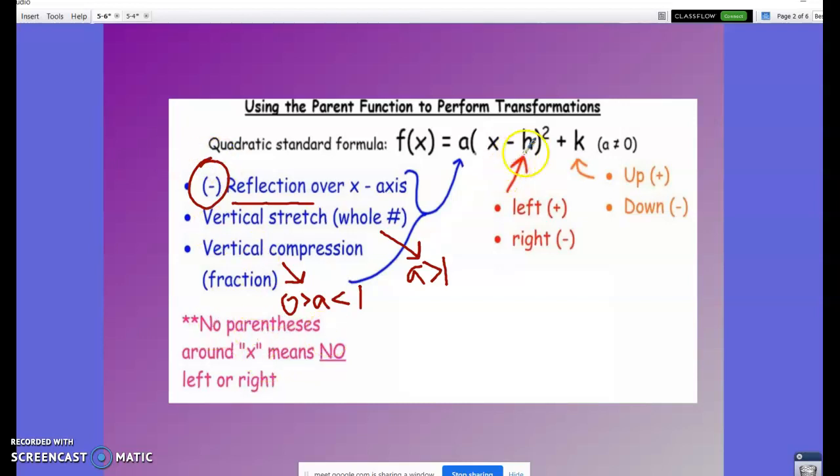If the parentheses are gone between the X, there's no left or right shift. So you must have this parenthesis right here for there to be a left or right shift. If this is a plus a number, then it's a left shift. If it's a minus a number, it's a right shift, which kind of is backwards to what you're used to on a number line. The plus K value tells you if it shifts up or down. So if it's plus K, it'll shift up. If it's minus K, it'll shift down. And that's what you're used to based on the y-axis.